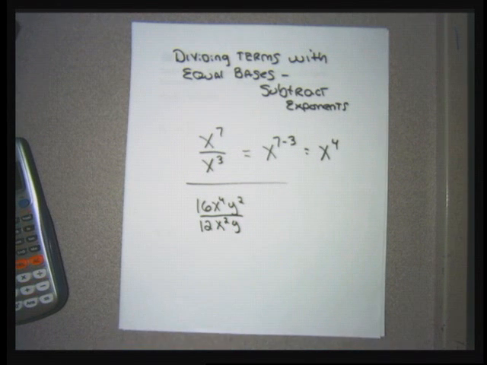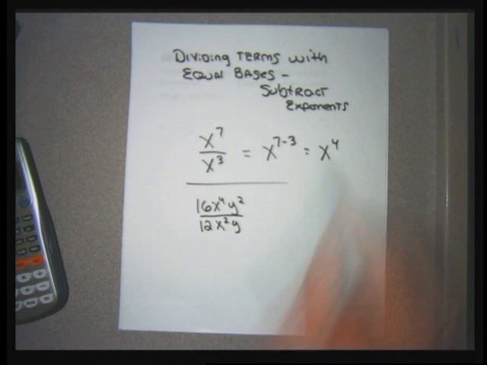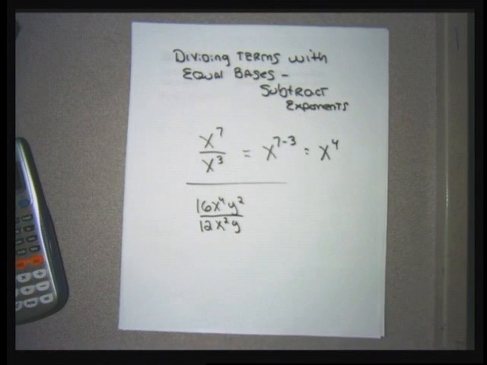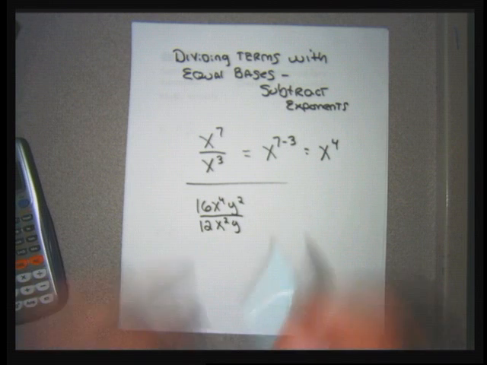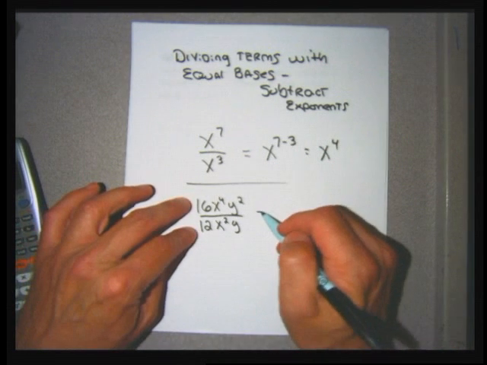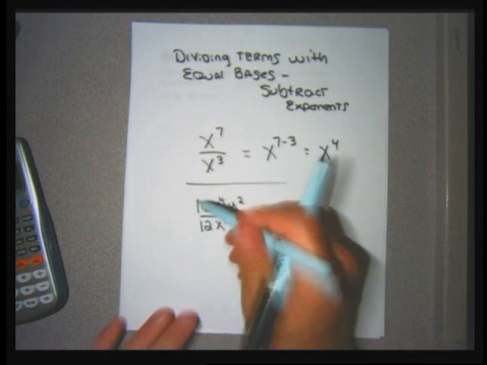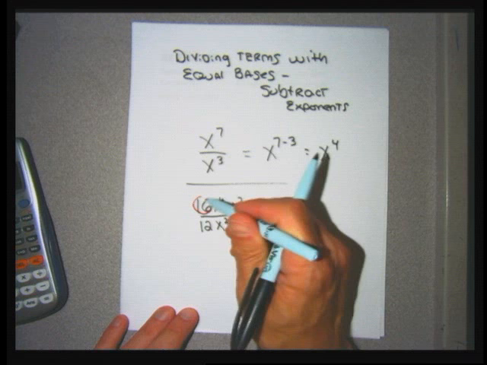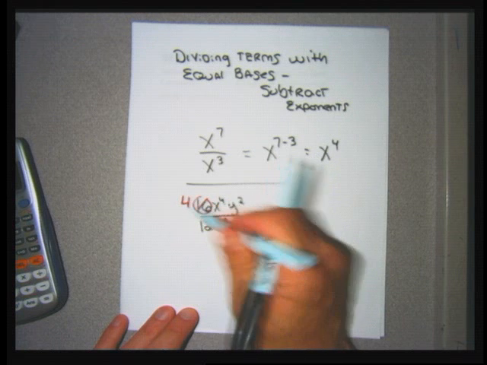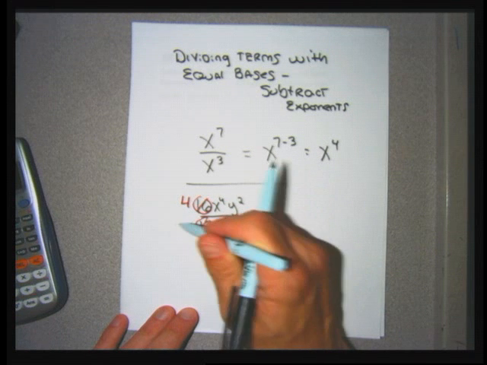And I put this still in this category of dividing terms with like bases because I'm going to handle the x's and y's by subtracting the exponents. But the numbers, just like the numbers in the multiplication problem where I just did regular multiplication, in this problem I'll do regular division. I'll go 16 divided by 4 is 4. 12 divided by 4 is 3.